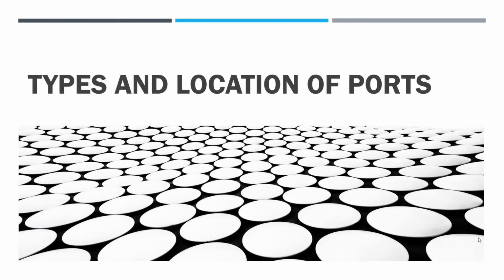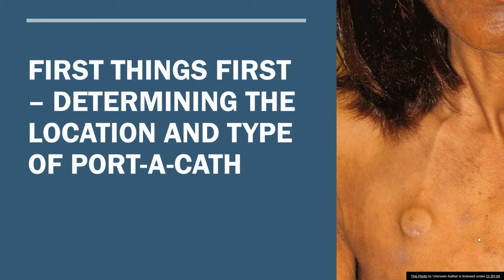So let's talk about types and locations of ports. First things first, determine the location and the type of the portacath. You can see in this picture on the right hand side that we have a portacath under the skin. It is a round portacath, which is one of the older models. The newer models are triangular shaped with 3 raised bumps.